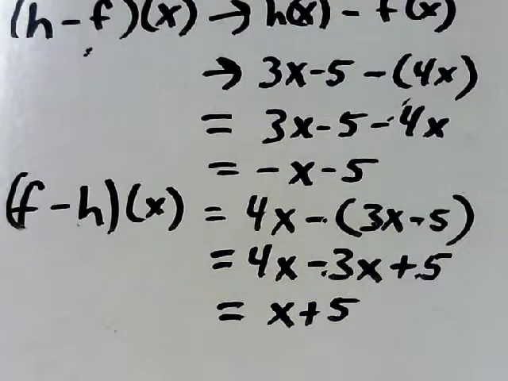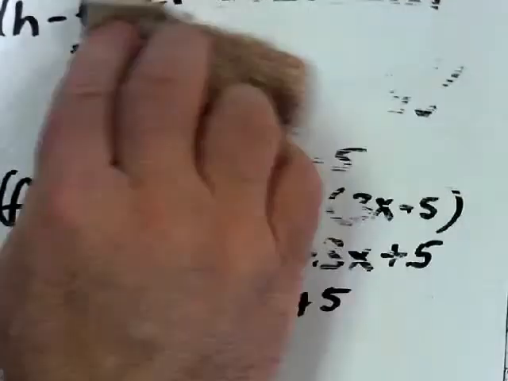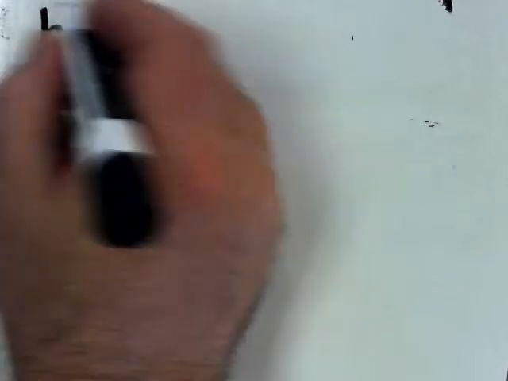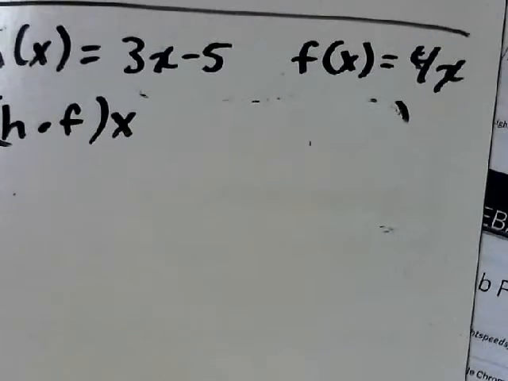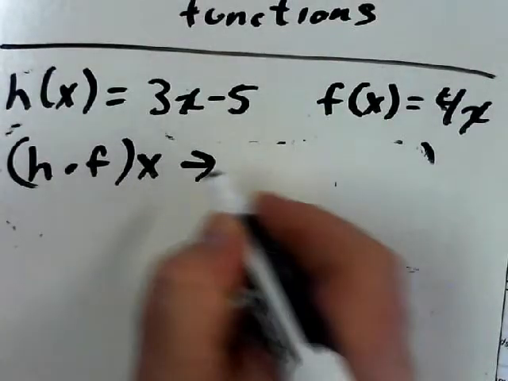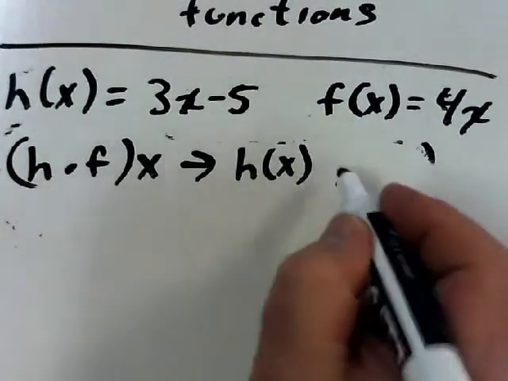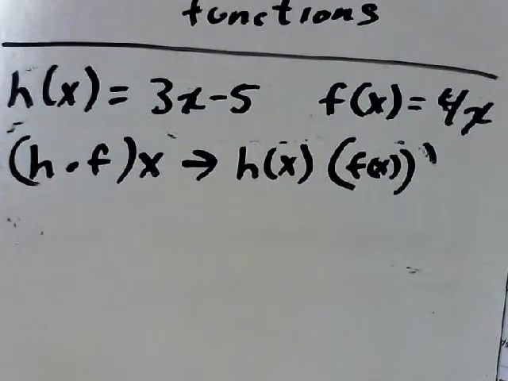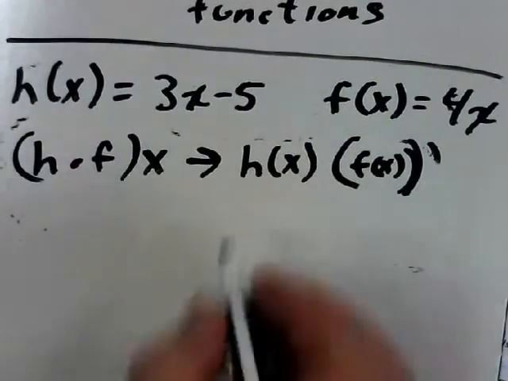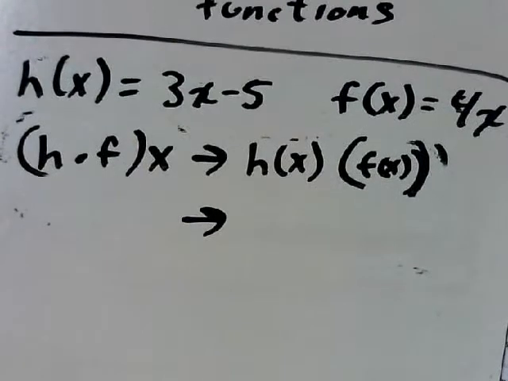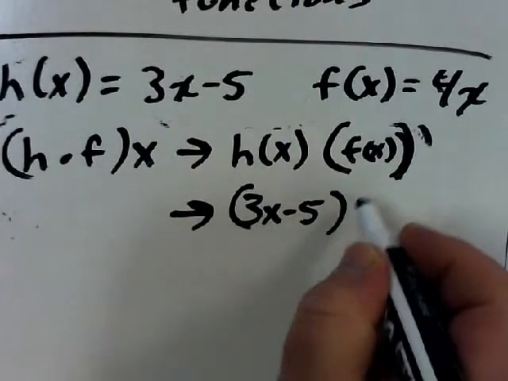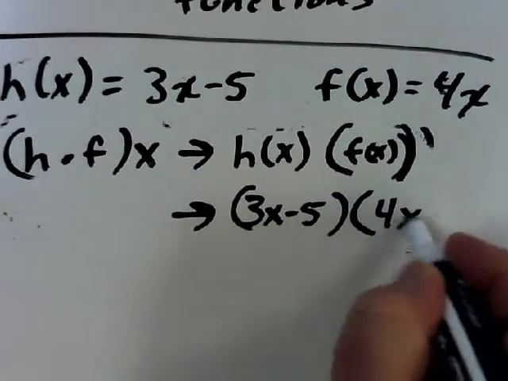Okay? So what if I go to one like this? H times f of x. That implies I'm going to take h of x and multiply it times f of x. Do you agree? So what's the h of x? 3x minus 5. And I need to multiply that by the f of x, which is 4x.